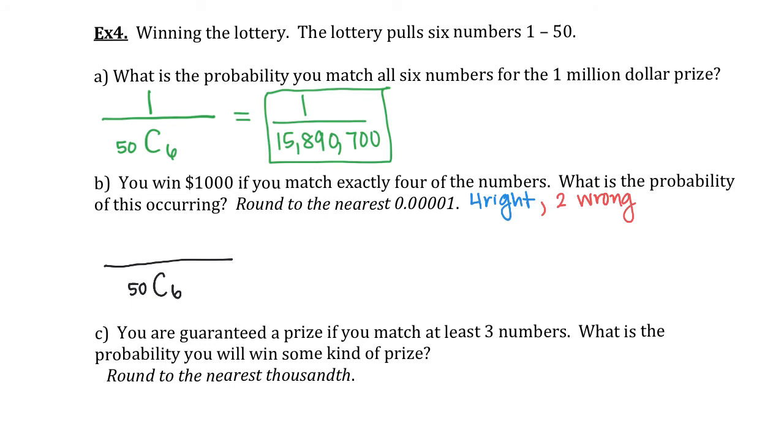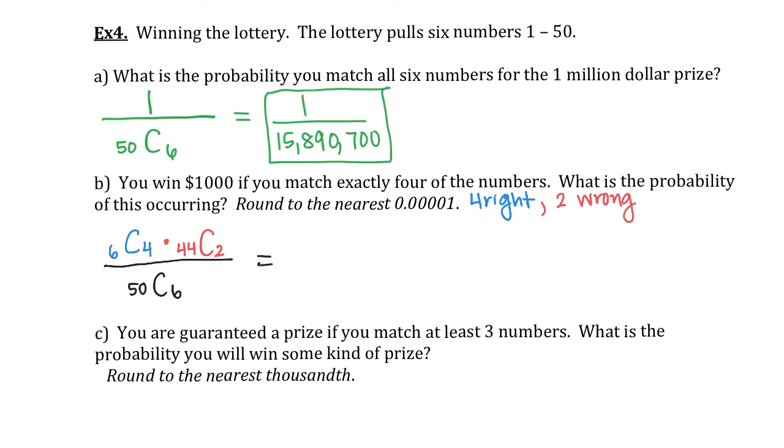So of the 6 numbers, I want to see how many ways I can pull the 4 numbers perfectly. Out of the 6 correct numbers, I want to pull 4 right numbers. Now, how many are the wrong numbers? If 6 of them are the right numbers, 50 minus 6, then 44 of them are wrong numbers. So of the 44 wrong numbers, I want to pick exactly 2 wrong numbers.